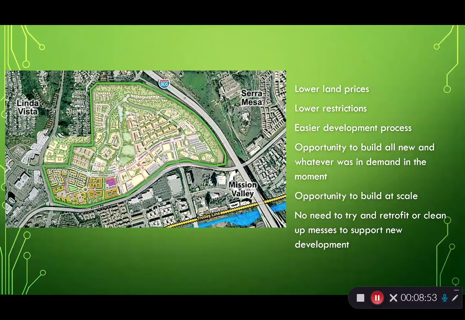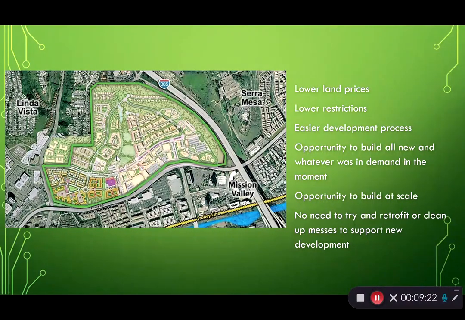There's lower restrictions. So suburban communities and unincorporated areas tend to have fewer development restrictions. So you have more flexibility in what you build and how you build it. Makes it easier for developers to get product on the ground than working within the restrictions that many cities have. The process is easier, approvals are easier to get. So, it just makes it more attractive for developers to do things farther out.